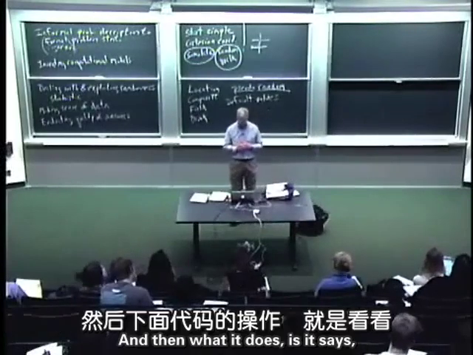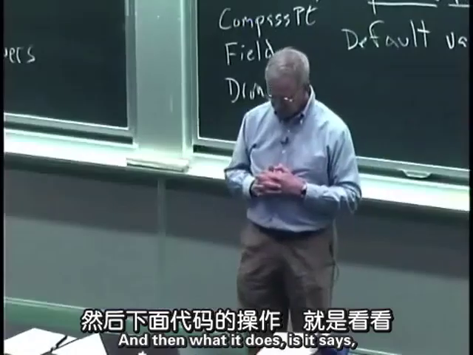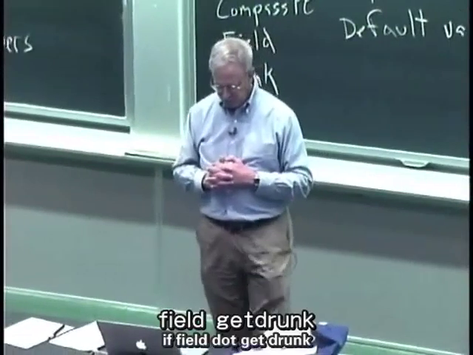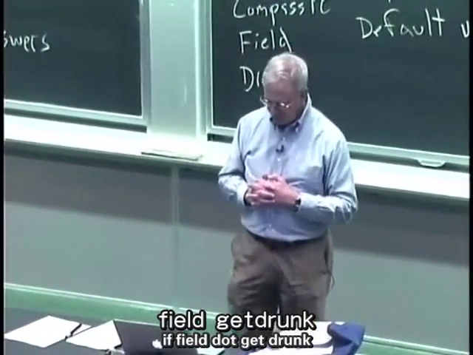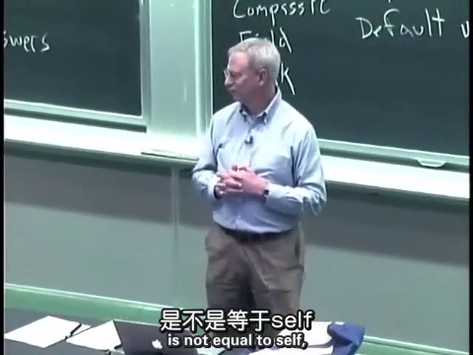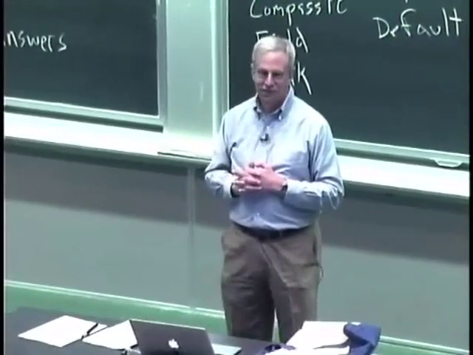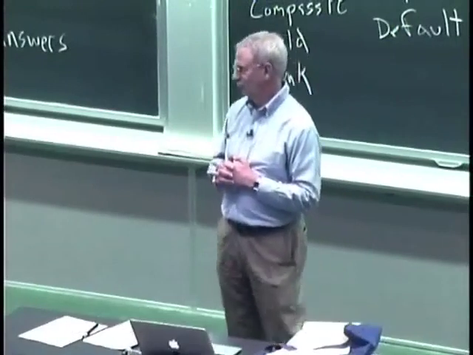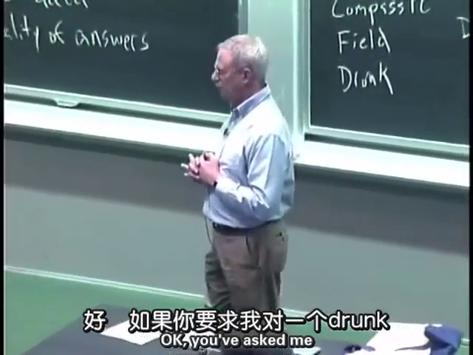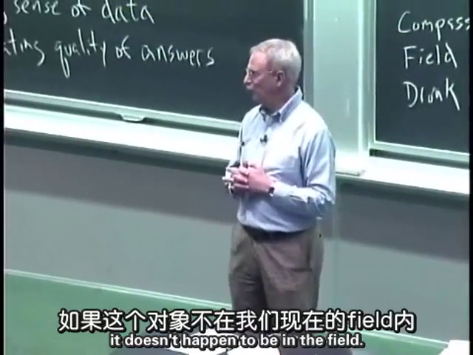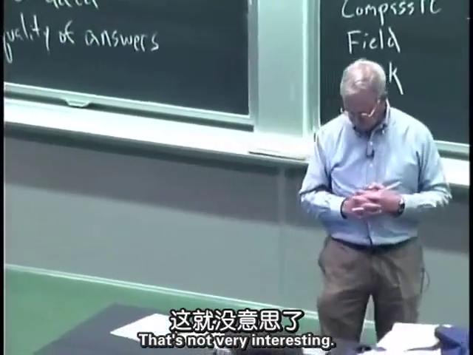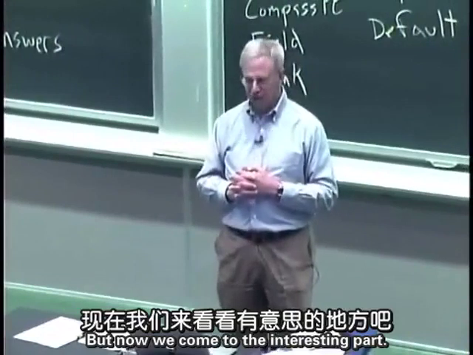And then what it does is it says if field.getDrunk is not equal to self, raise an exception. Okay, you've asked me to move a drunk that doesn't happen to be in the field. That's not very interesting. But now we come to the interesting part.